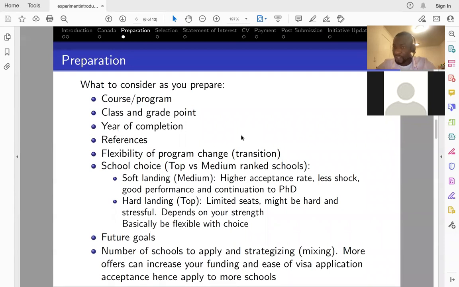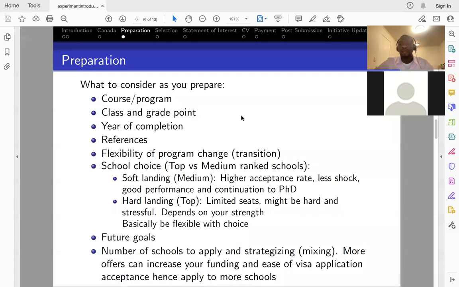That might equally give you a chance. So I think the year of completion is equally important. Now the references, get to see, hey, who am I going to call upon to referee this application? Who is going to be my referee, right? So these are questions you probably want to ask yourself. Then flexibility of the program or the program change. I think this is equally important.